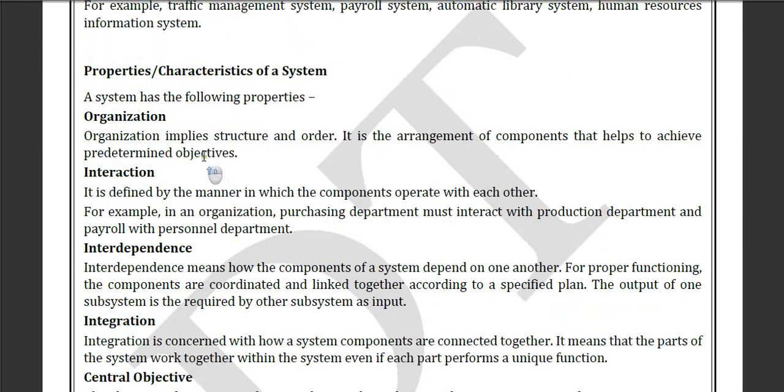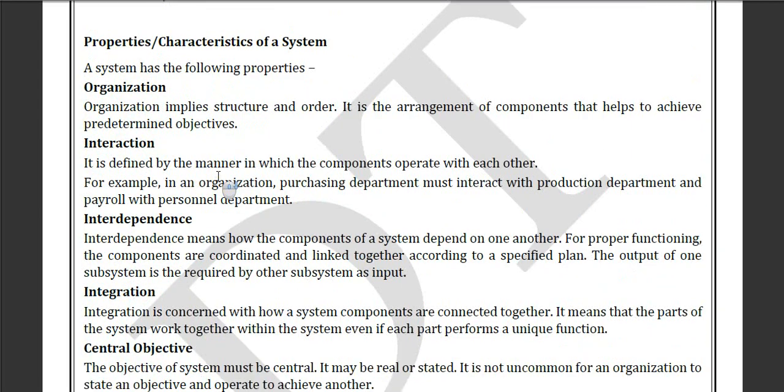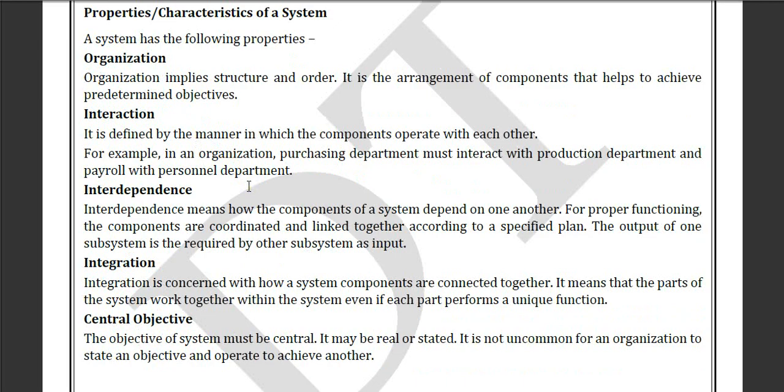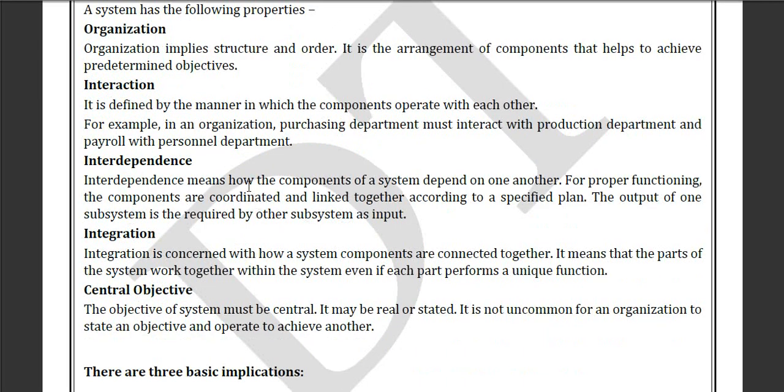Here are some points of characteristics. We have already discussed this. Those are organization, interaction. Organization means to put things together. Interaction means to do things one after another. Interdependency means the dependency part, integration means the combination, and the central objective is the final objective.